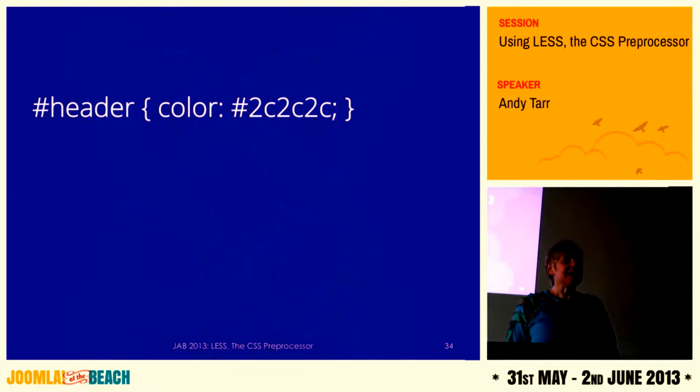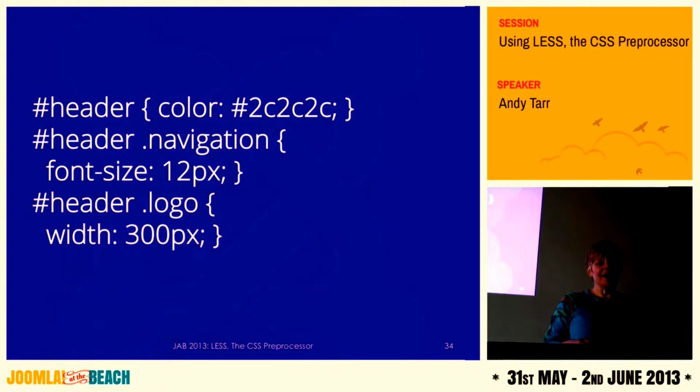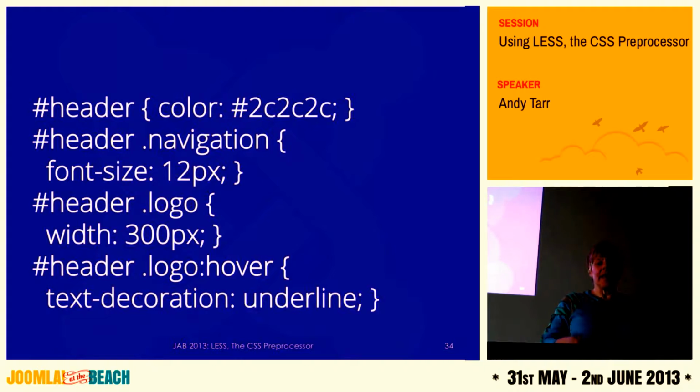So let's take this typical CSS example. You have a header, it's got a color. Then if it's the navigation within that color, maybe have a different font size. And then in the header, your logo might have some information. And also within the header on the logo, if you're hovering, you're doing something else again. Okay, so this is what it would look like in a CSS file.